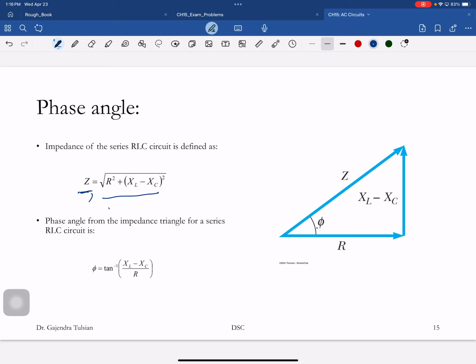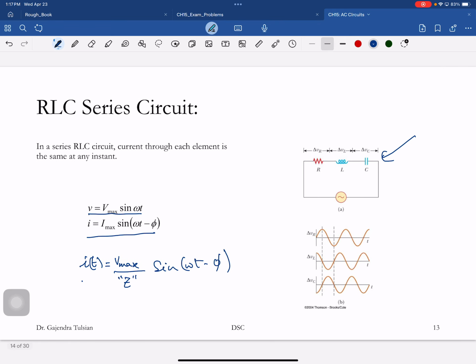And then the phase angle, this is phi, and so phi is tan inverse of (XL minus XC) over R. So those are the two things you wanted to know about the circuit, and they're there. And this is for an RLC series circuit. There were many other combinations, and that's a little more complicated to find, and so that's why we're not doing it.